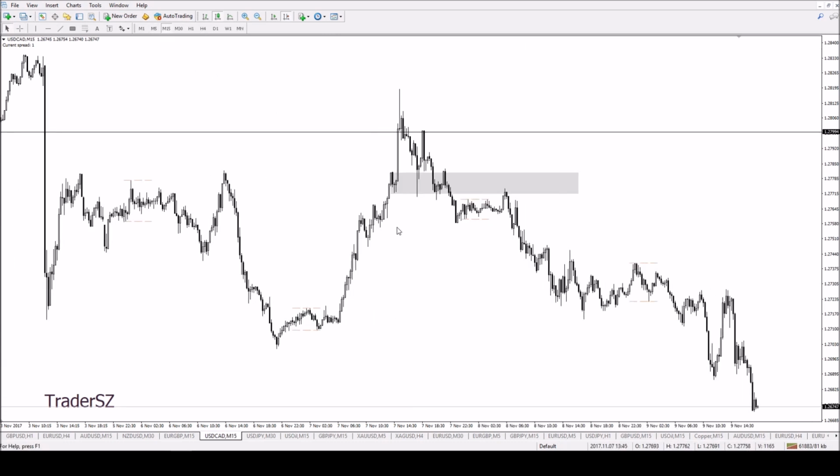Now, where was the next one? Well, we've got this consolidation here, and we've got this consolidation here. Now why am I more interested in this one rather than that one? Well, this one is used for support here, it's used for support here, it's used for support here. So this one's more important to me.